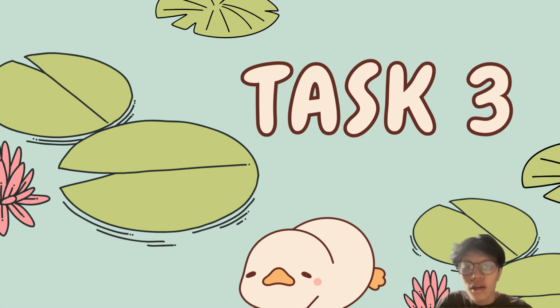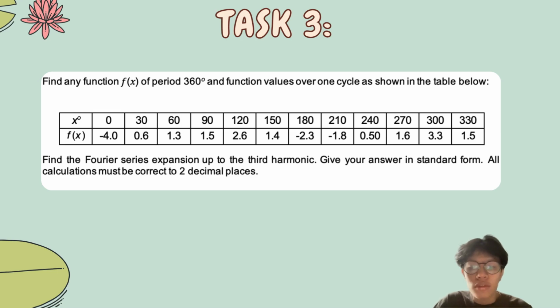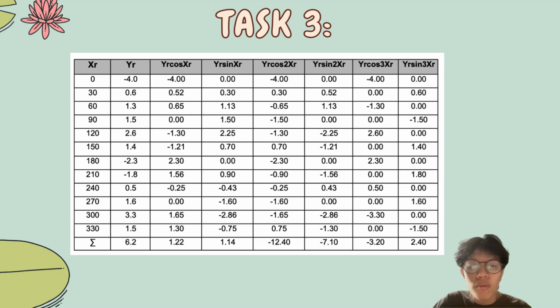Next is task 3, harmonic analysis. In this task, we are given 12 data points over one complete cycle from 0 degrees to 330 degrees. These values are used to determine the Fourier series expansion up to the third harmonic. We first calculate the summation of yr, yr cos xr, yr sin xr, yr cos 2xr, yr sin 2xr, yr cos 3xr, and yr sin 3xr.